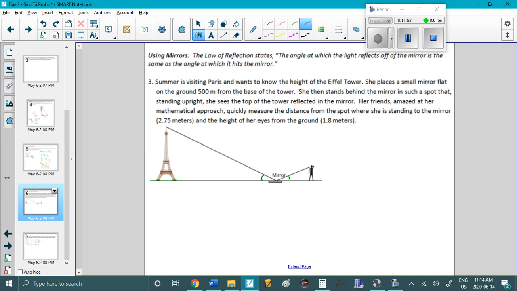And if we imagine dropping a line from the top of the Eiffel Tower to the ground, we can say it makes a 90. Drop a line here and say it makes a 90. So now if we have two angles in a triangle that are the same, we know that the third angle has to be the same, and the triangles are similar. So you could actually use a mirror as well. And again, we would have done this at school, but unfortunately we can't.